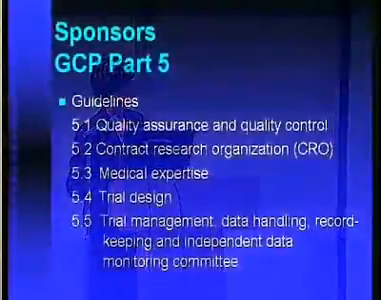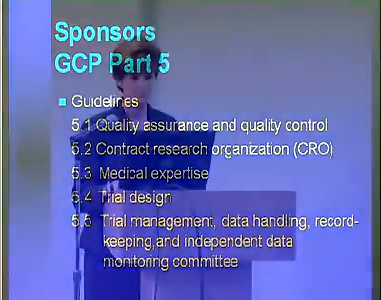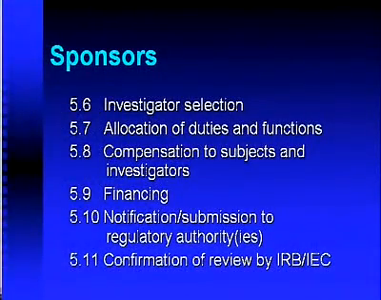Sponsor good clinical practices can be found in Part 5 in your book, and these are some of the guidelines and where you can find them. They talk about responsibilities for quality assurance, relationship with a CRO, trial design, trial management, responsibilities for investigator selection, allocation of duties, compensation to both subjects and investigators, and notifying regulatory authorities.